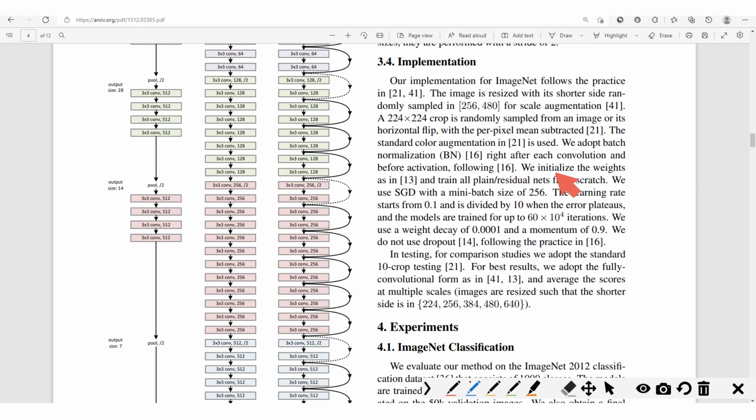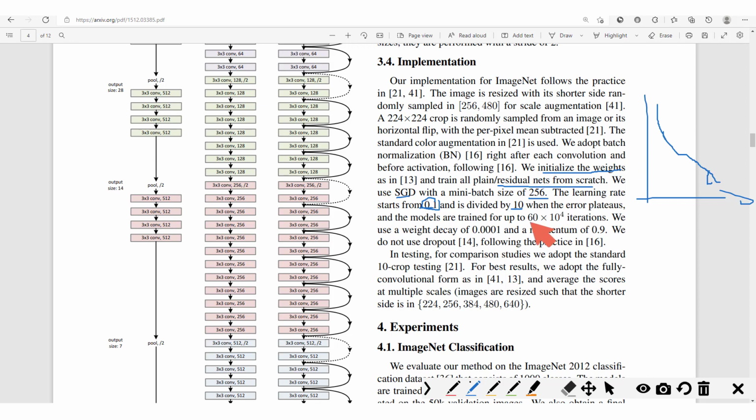Then there's also the initialization, where the network is trained from scratch. Stochastic gradient descent is used with a mini batch size of 256. Learning rate starts from 0.1 and is divided by 10 when the error plateaus. So basically, when we get to the point where the error starts to plateau, at that point we update the learning rate from 0.1 to 0.01, and then if it drops and plateaus again, we carry out this same computation.